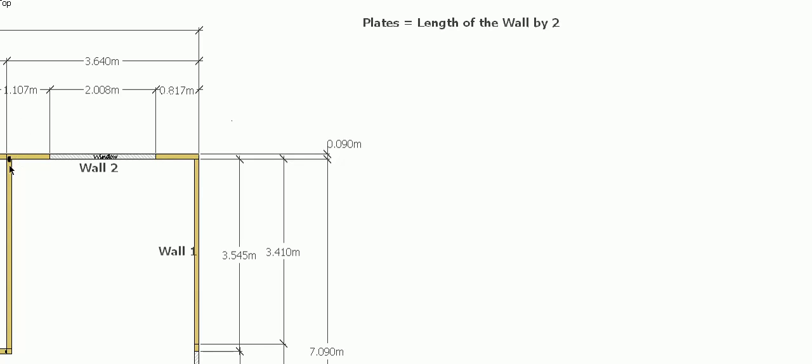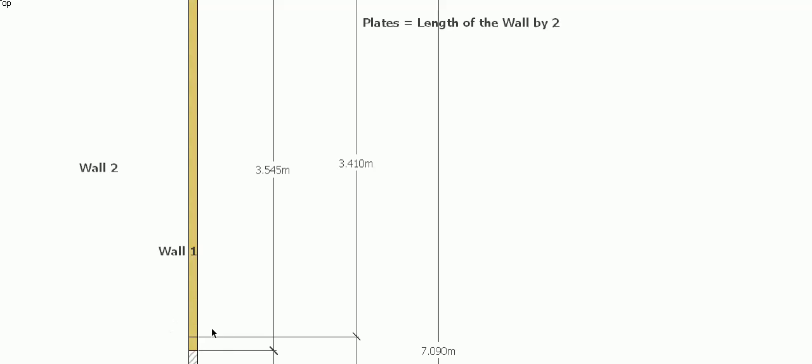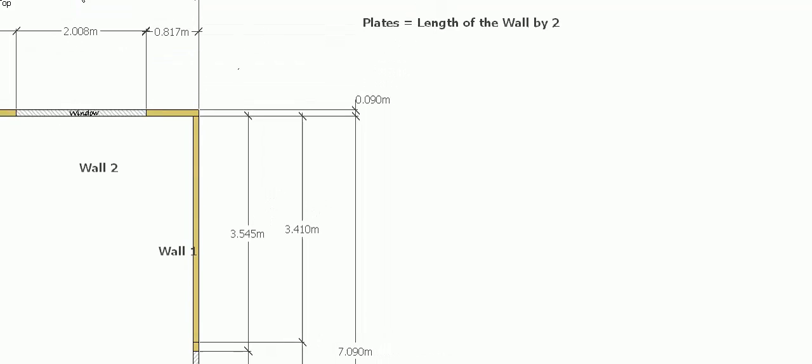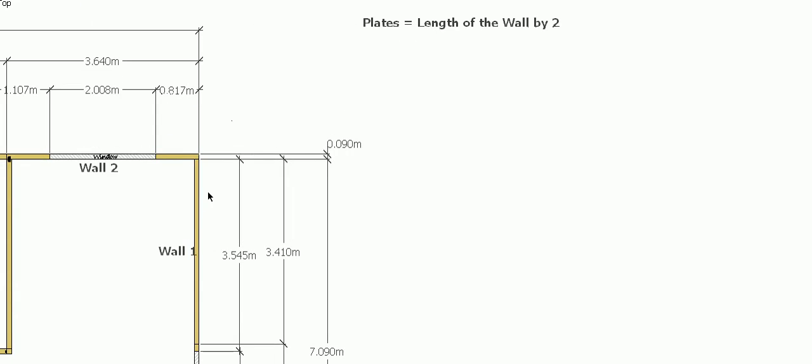And quite commonly you'll try and join on an intersection. It's just an easy place to join them. Or if you can't join on an intersection, like down here, I've just nominated a spot just away from the window in the other wall, so I can just easily butt the two wall plates together. Okay, so I've worked out roughly where I'm going to join my wall plates.